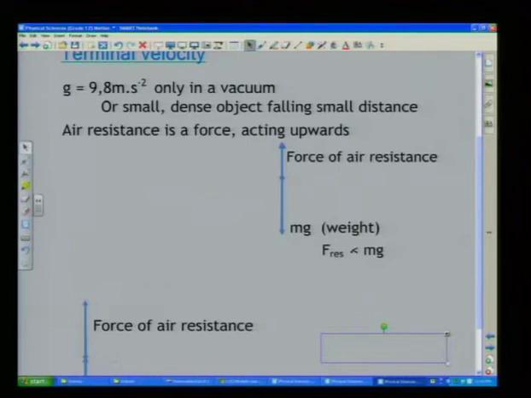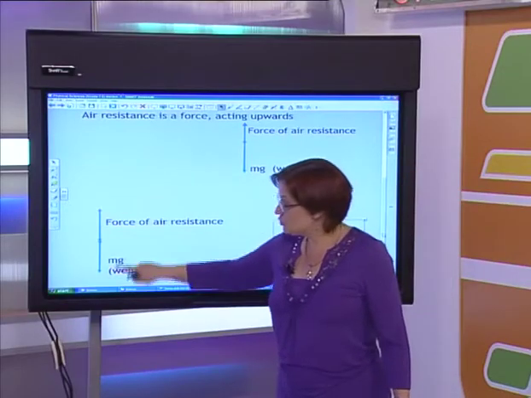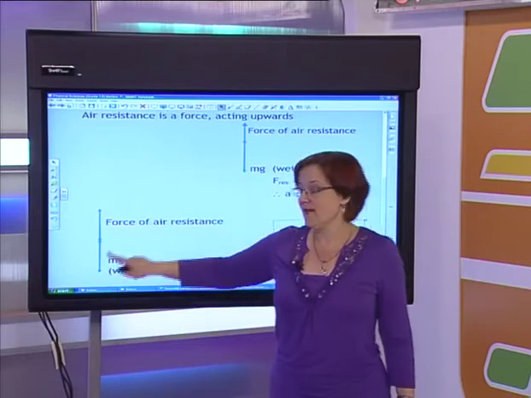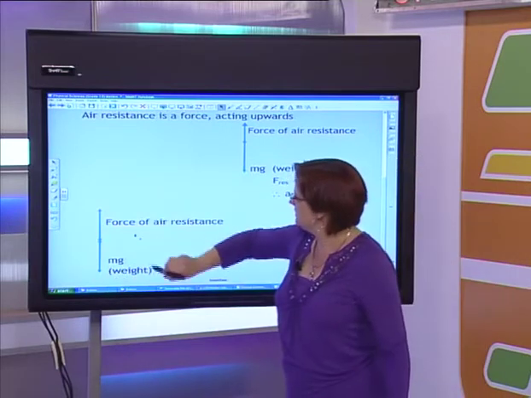So he's going to accelerate for a little while. And so what that means is his acceleration is smaller than gravity, but it's still accelerating. But then there comes a time where the two forces are equal. That does happen.